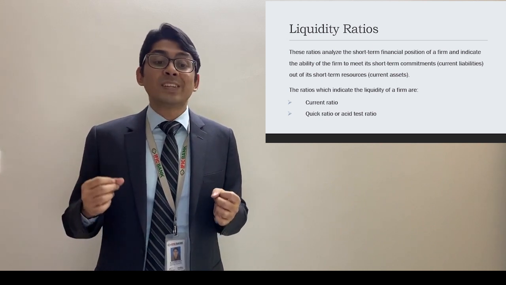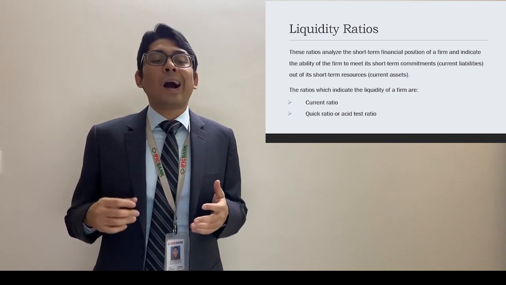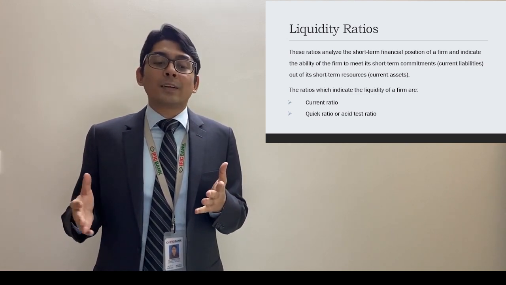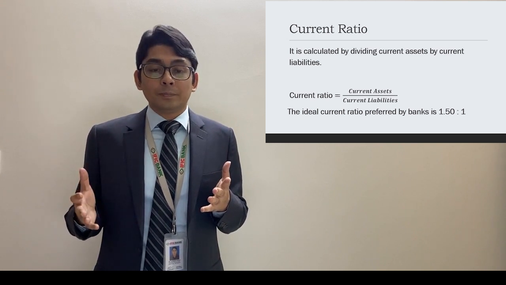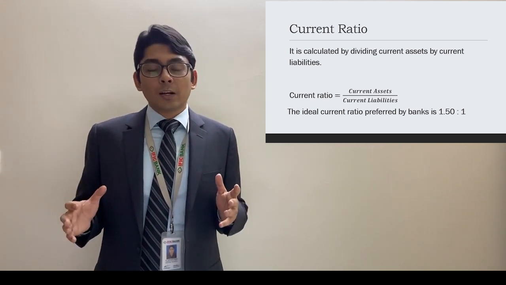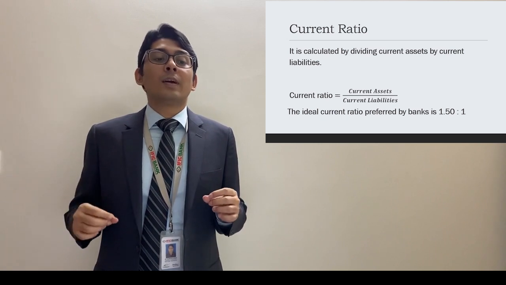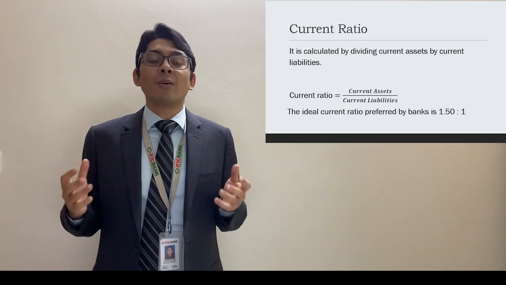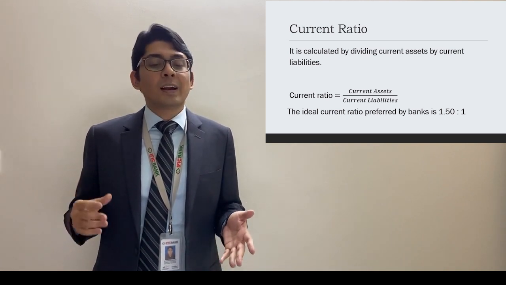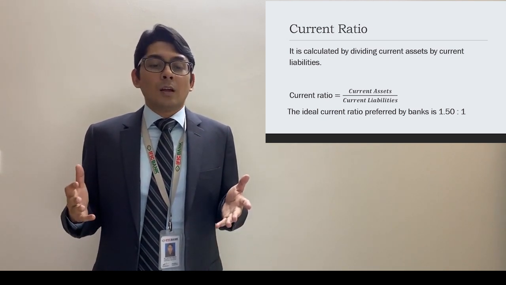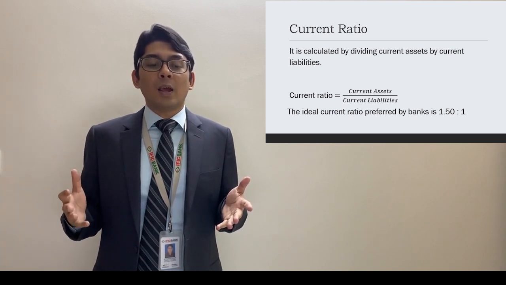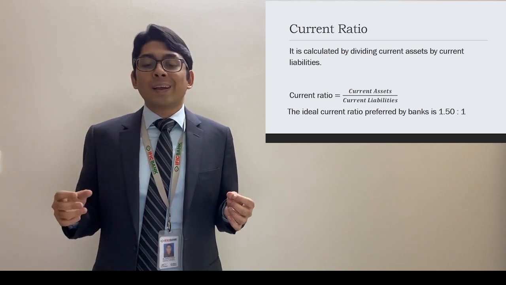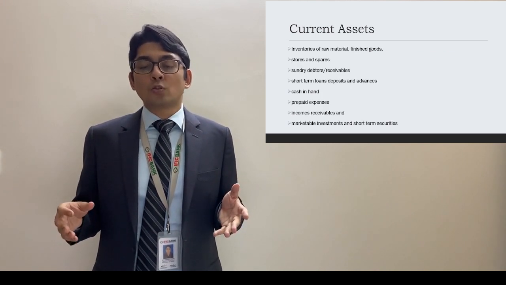The ratios which indicate the liquidity of a firm are current ratio and quick ratio, or it can be called acid test ratio. How can current ratio be calculated? Current ratio is calculated by dividing current assets by current liabilities. Simply, current ratio is current assets divided by current liabilities. The ideal current ratio preferred by banks is 1.50:1.